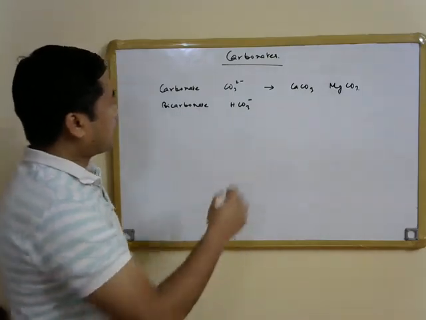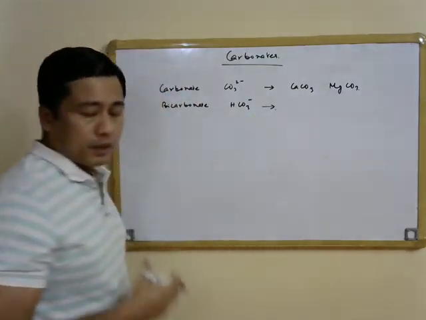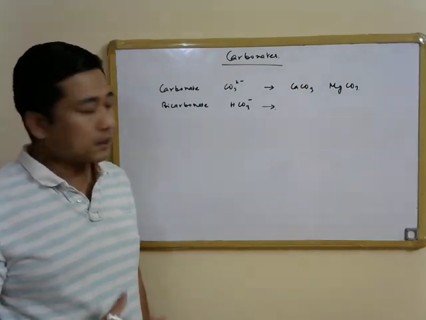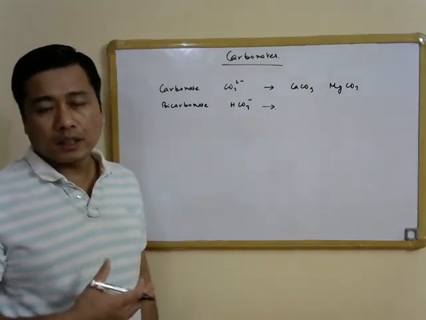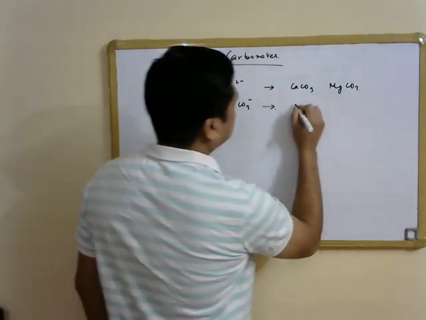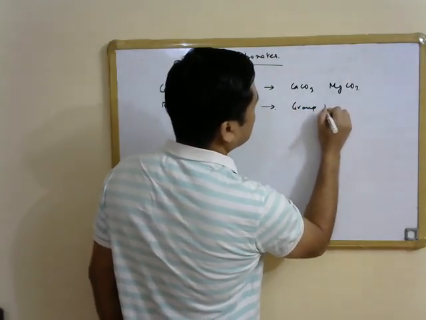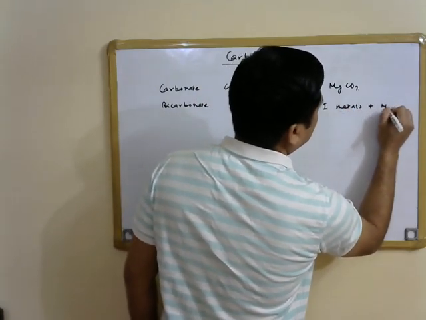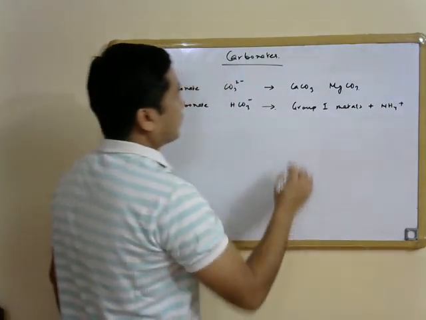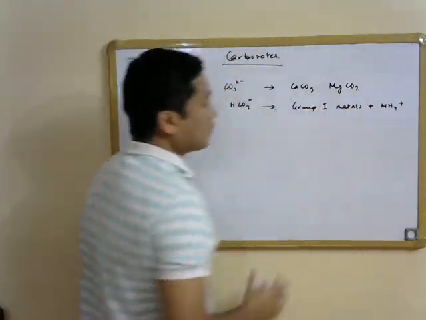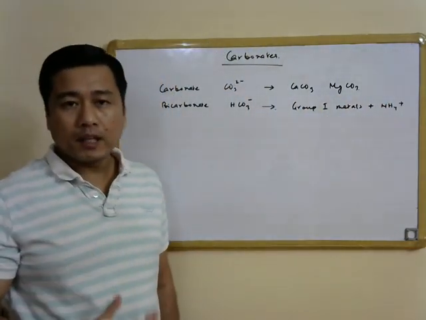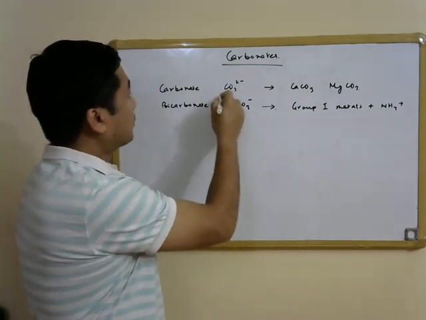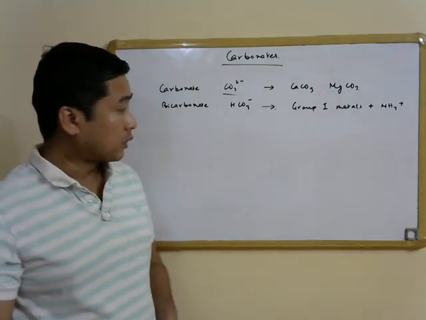Now bicarbonates we have only for group 1 metals and for the ammonium ion. For other metal ions, bicarbonates are not known, only group 1 and ammonium, while for carbonate we have both group 2, group 1, as well as several other transition metals or divalent transition metals that form carbonate salts.